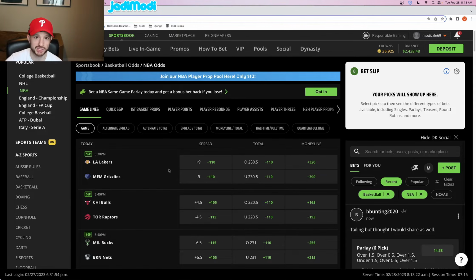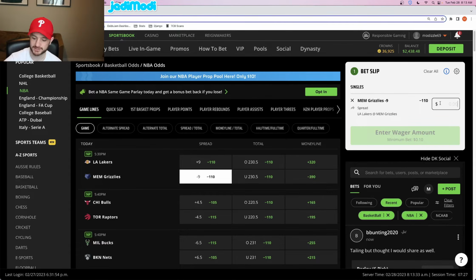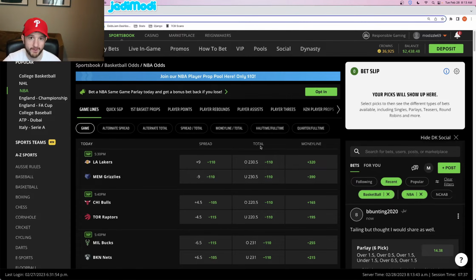In terms of actually placing a bet, the most important part of all this, all you need to do is hover your mouse over the desired bet that you want to place. You click your mouse, and you put in how much money you want to wager. In this case, I want to wager $50. You enter that in, you click place bet, and that is how you place a bet on DraftKings. A lot of people ask questions about how to place parlays. It's very, very similar to placing bets.